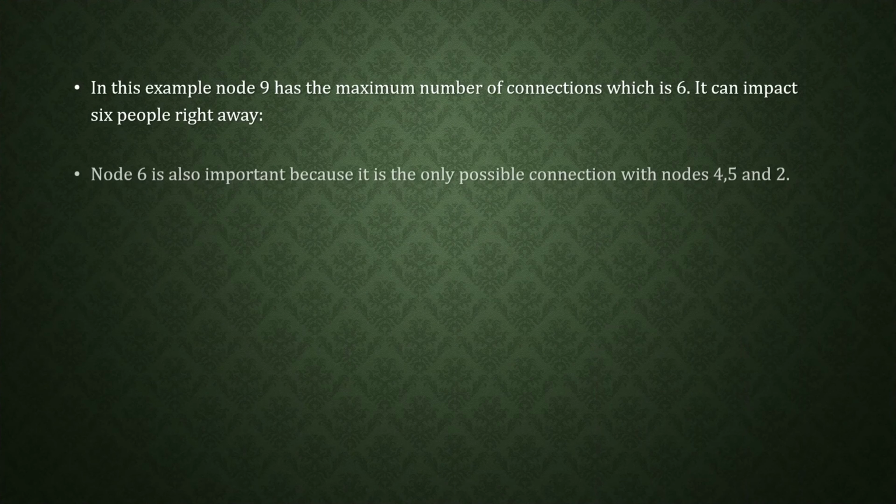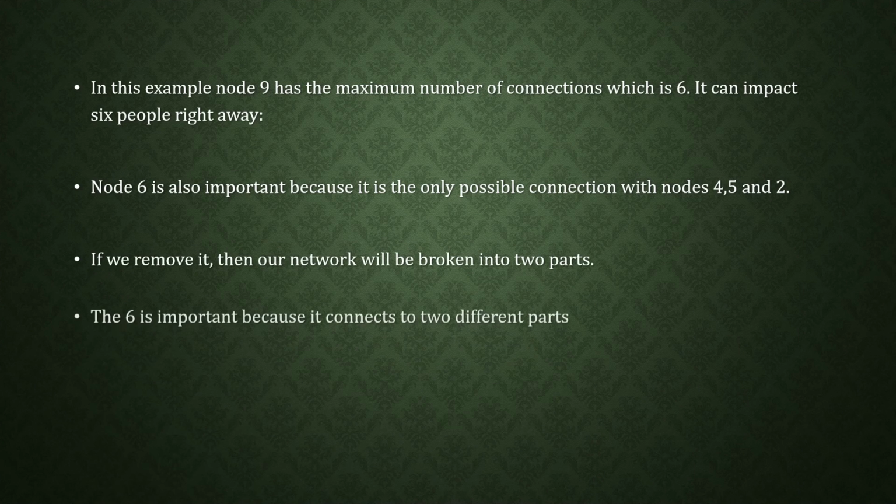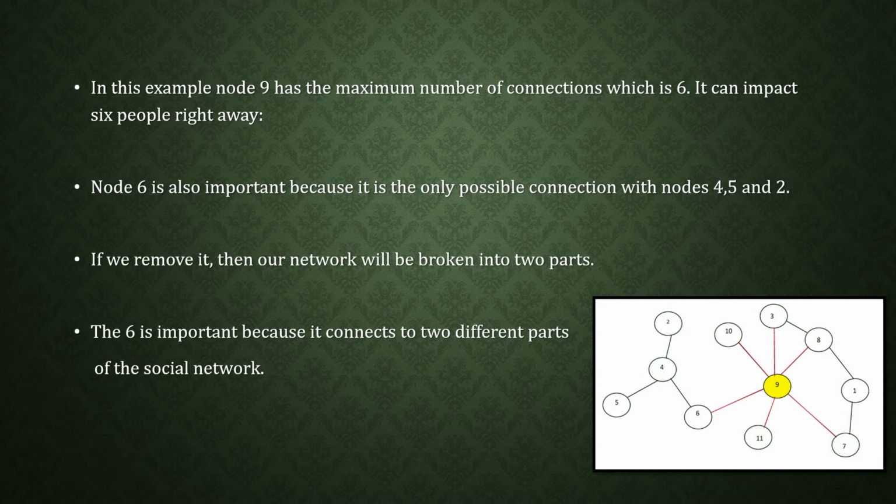In this example, node 9 has the maximum number of connections, which is 6. It can impact 6 people right away. Node 6 is also important because it is the only possible connection with nodes 4, 5, and 2. If we remove it, then our network will be broken into 2 parts. Node 6 is important because it connects 2 different parts of the social network.